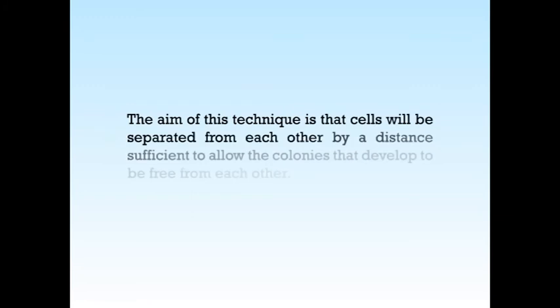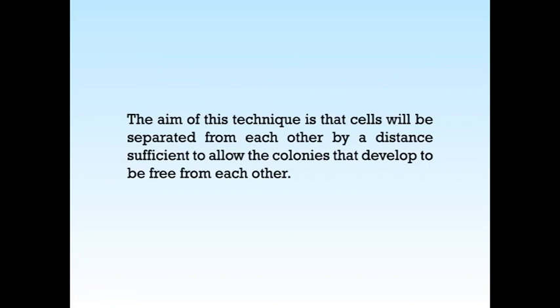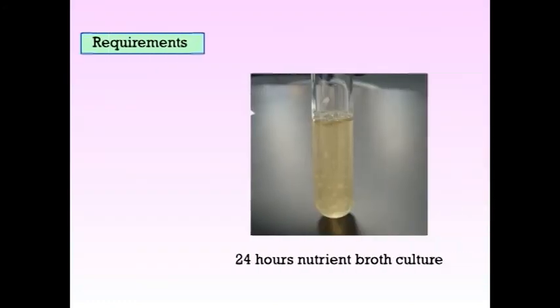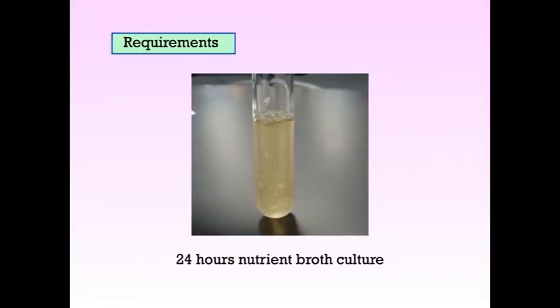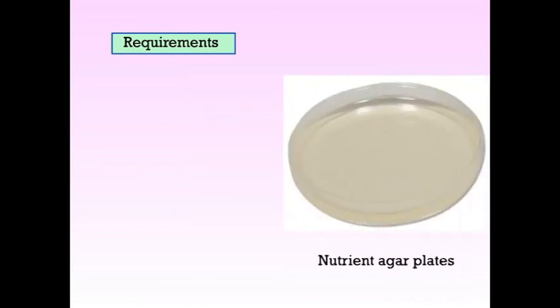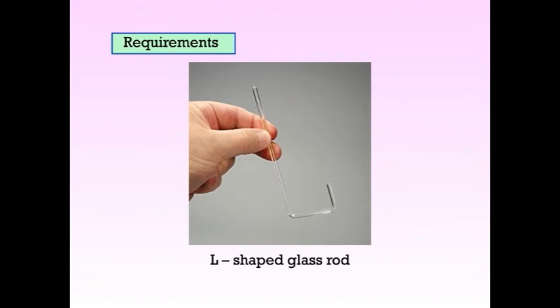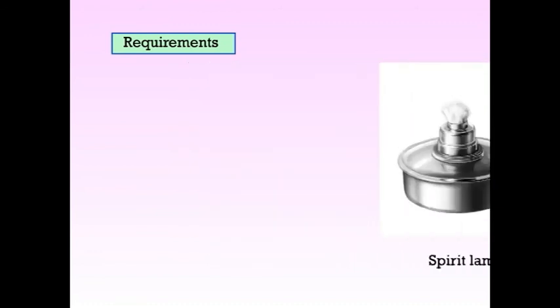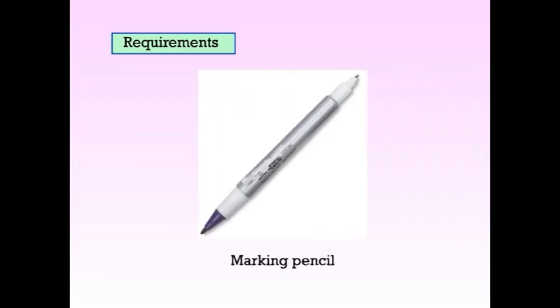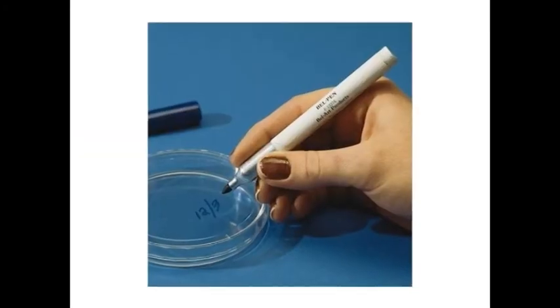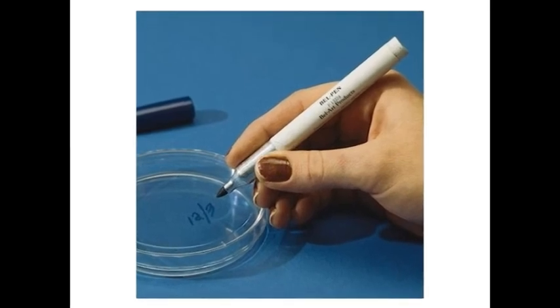The main aim of this technique is that the cells will be separated from each other by a distance sufficient to allow the colonies that develop to be free from each other. In the requirements, a 24-hour nutrient broth culture is required, then nutrient agar plates, L-shaped glass rod, beaker, spirit lamp, marking pencil, etc. In the procedure, the nutrient agar plates are labeled.